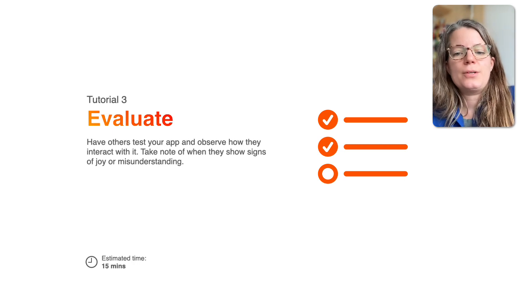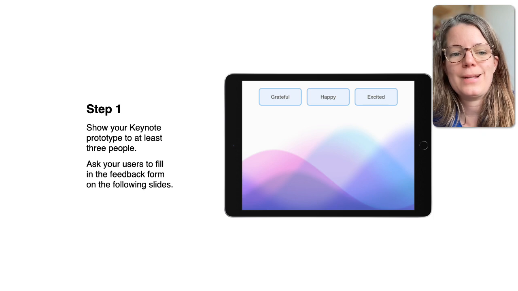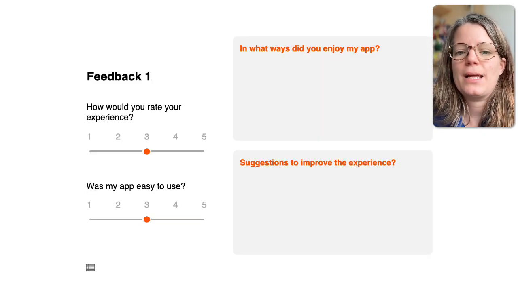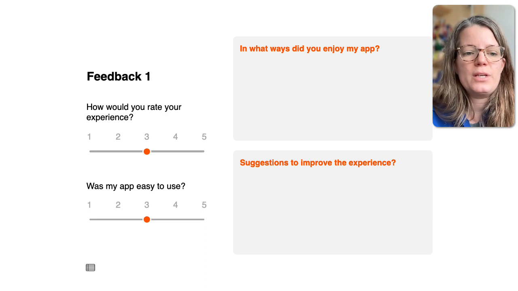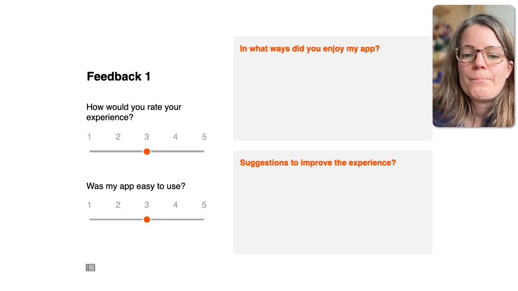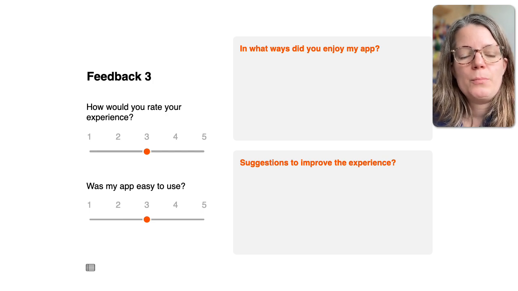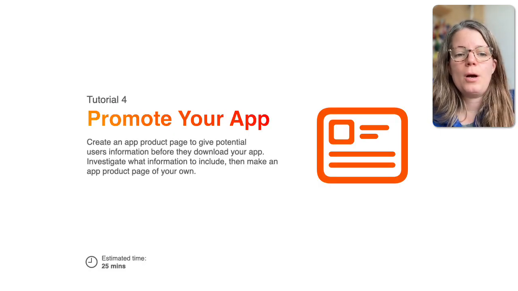Then at a later stage, you can show your keynote to people in your classroom and then ask them to fill out kind of like a feedback form. In what ways did you enjoy my app? Suggestions to improve the experience. What score would you give it? 1 out of 5? Or maybe, hopefully, 4 out of 5, 5 out of 5. And then you have 3 different feedback forms in here for classmates to fill out. Then you can also write some copy to promote your app.